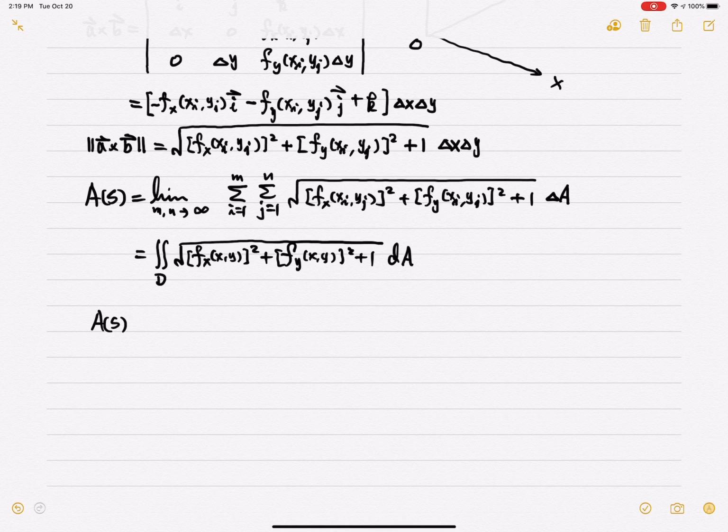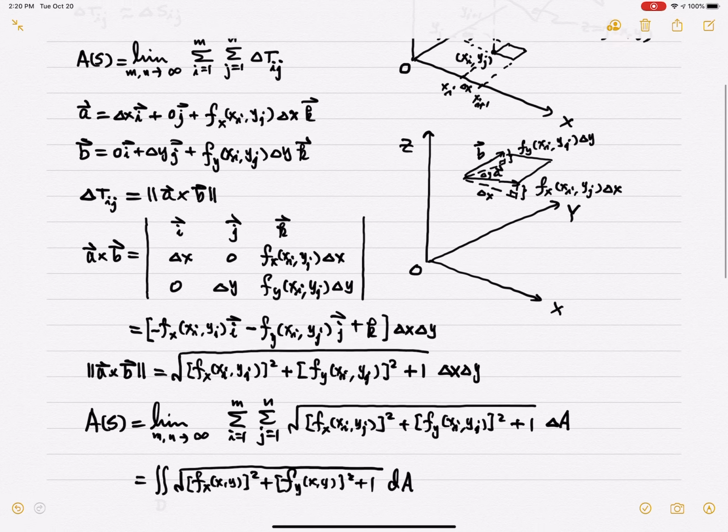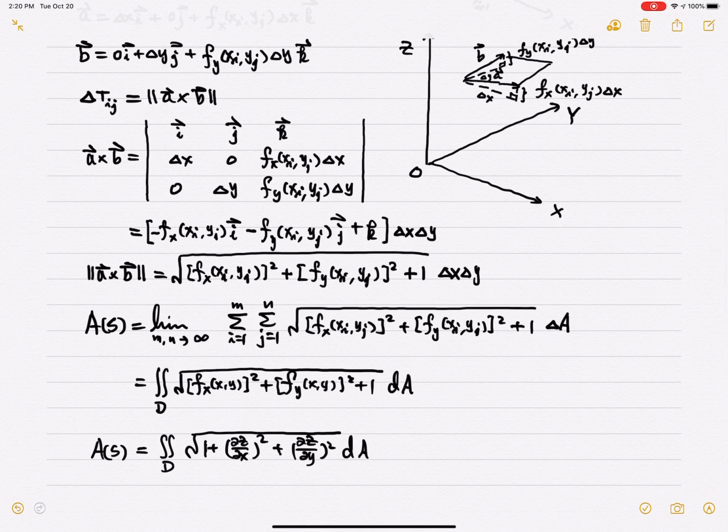A lot of times if we say z equal to f(x, y), then the area of surface S is equal to the double integral over D, and we have the square root of 1 plus partial z partial x squared plus partial z partial y squared, and then dA. So that's the formula for surface area of a surface defined on D. This is the formula. Please make sure every step makes sense to you.